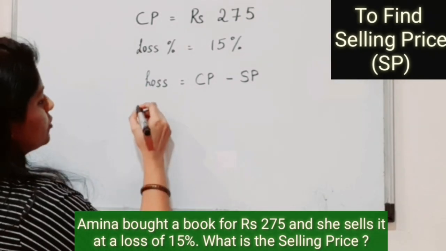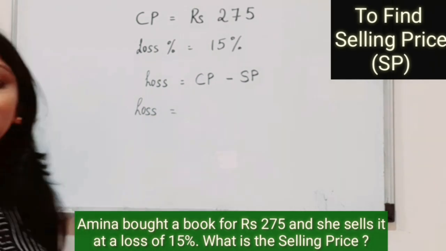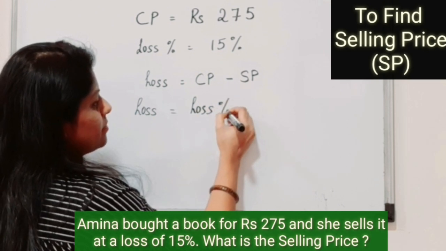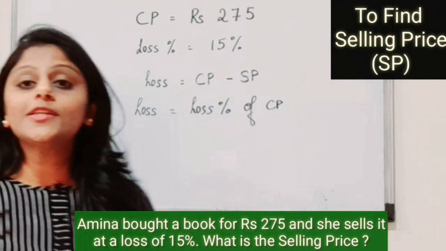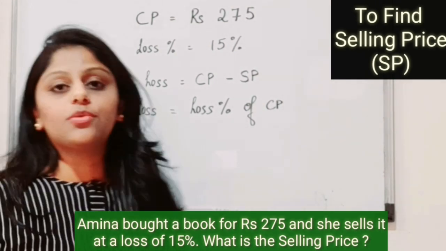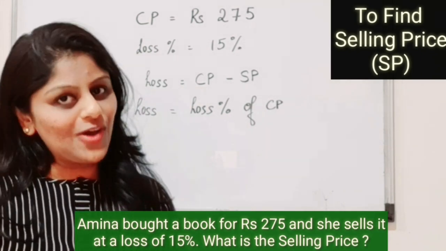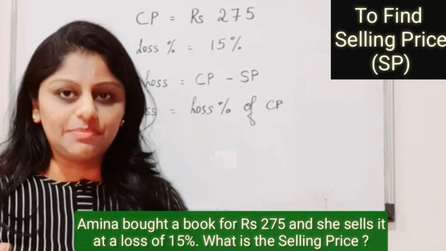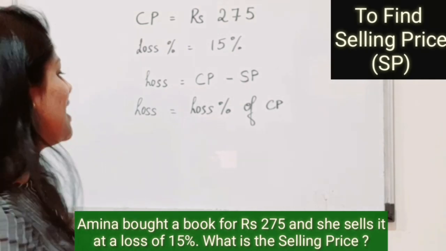Therefore, how to find loss out of loss percentage? The formula is loss is equivalent to loss percent of cost price. So loss percent of cost price will give you the loss. Similarly, for profit, profit is equal to profit percent of cost price. That means the base will always be the cost price, because anything can be compared only if we know the cost price, that is the original price.